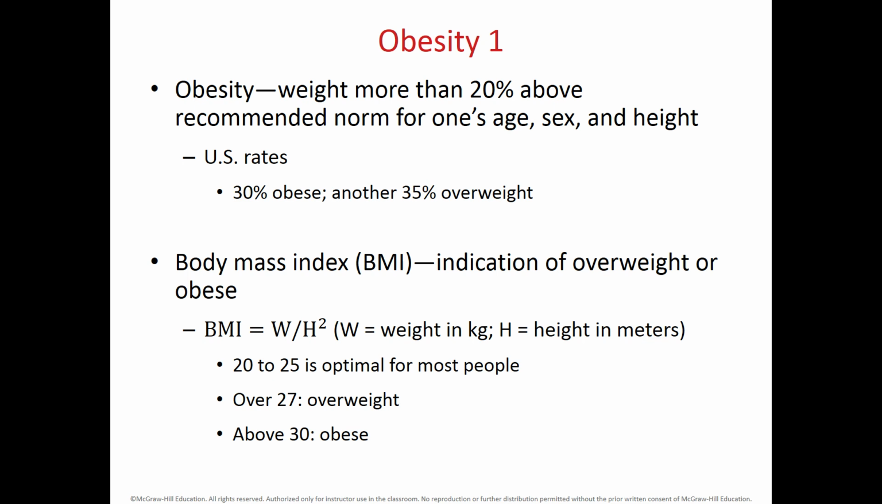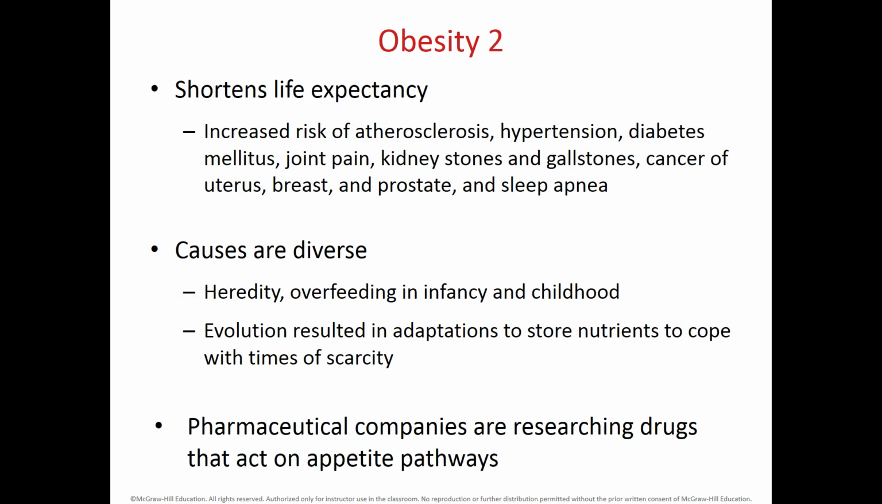Now, excess body weight greater than 20% is obesity, and in the US we have 30% of obese people, and another consequence is being overweight, which is 35% of the population. The BMI, or body mass index, is an indication of being overweight or obese. It is calculated by dividing the weight by the square of the height in meters. A normal body mass index is between 20 and 25. Someone with over 27 but below 30 is considered overweight, and above 30 is obese. There are other indexes for extremes of obesity, but greater than 30 BMI is obese.